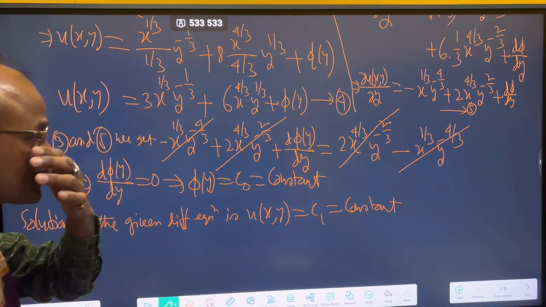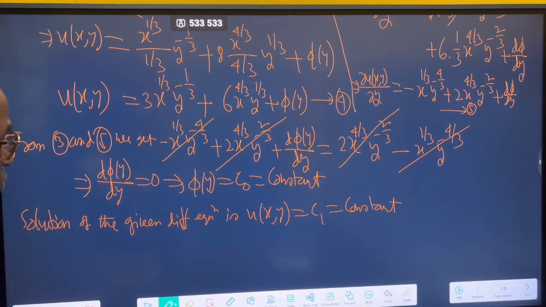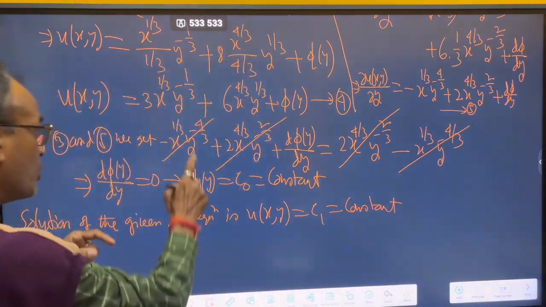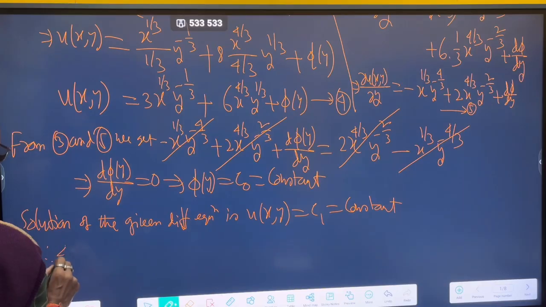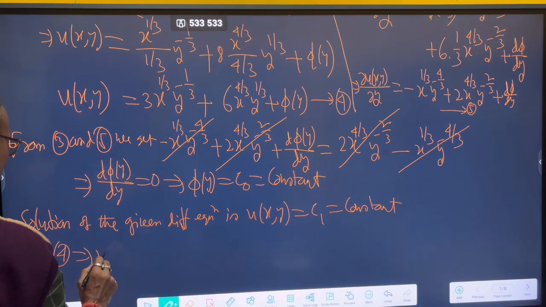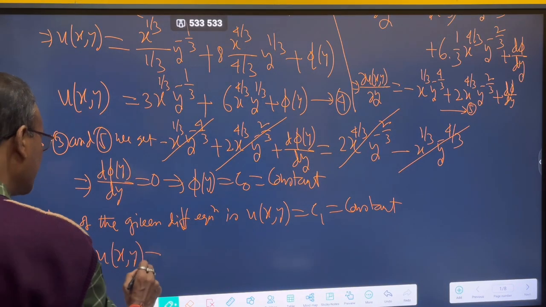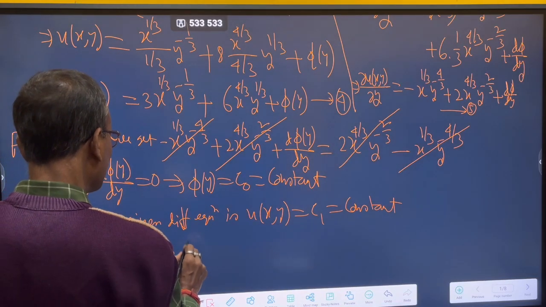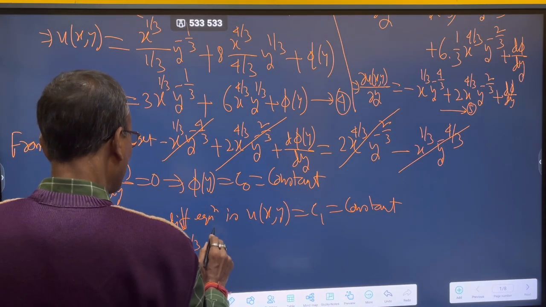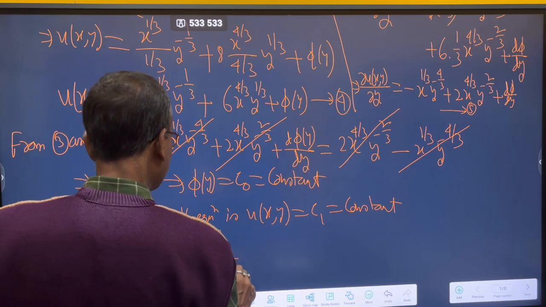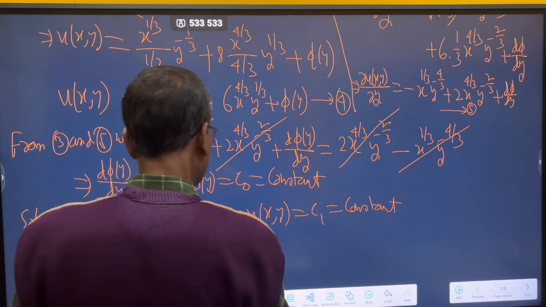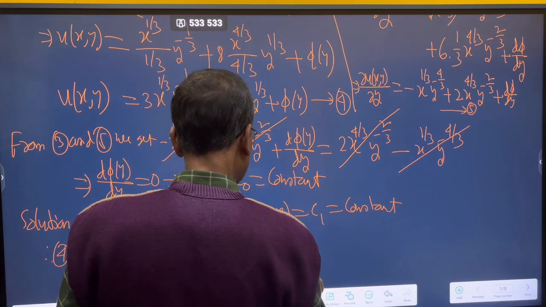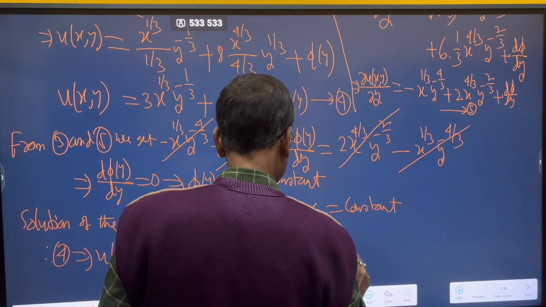This is equal to constant. Therefore, from 4 you will get u(x,y) equal to 3 x to the power 1 by 3 y to the power minus 1 by 3 plus 6 x to the power 4 by 3 y to the power 1 by 3 plus c naught, equal to c1.